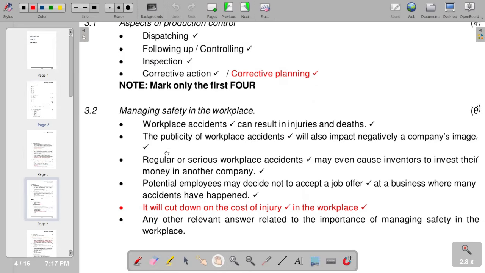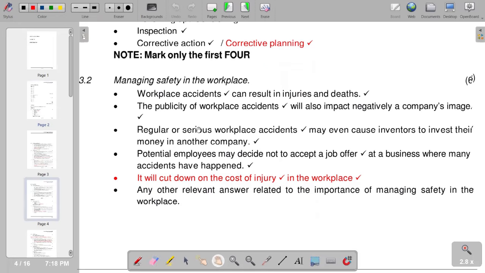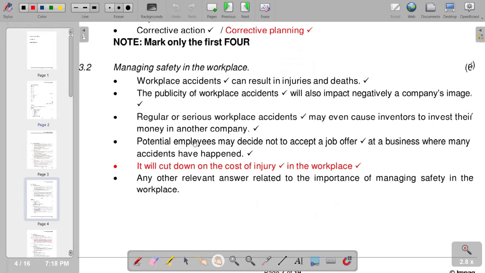The next question is on the importance of managing safety in the workplace. These are the points that we have. Workplace accidents can result in injuries and death. The publicity of workplace accidents will also impact negatively on a company's image. We also have further points.